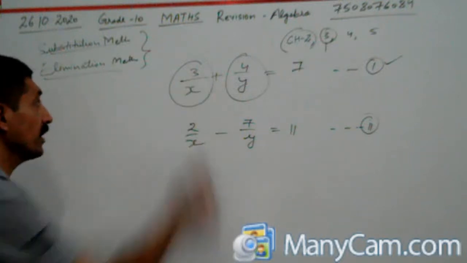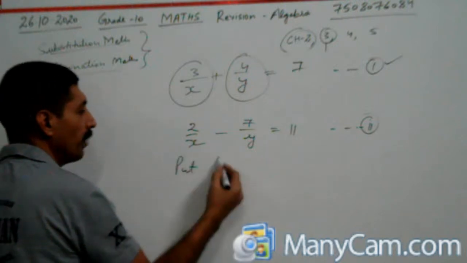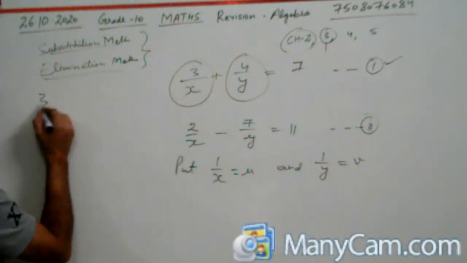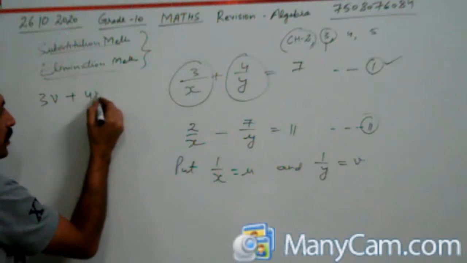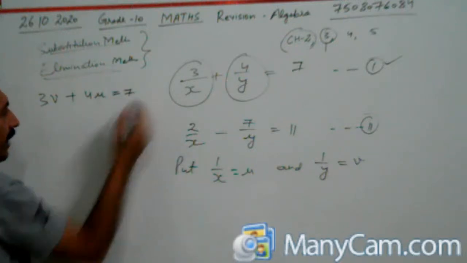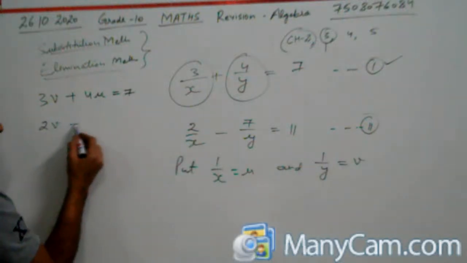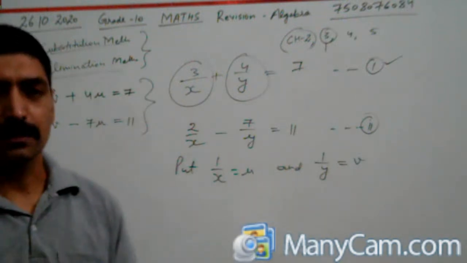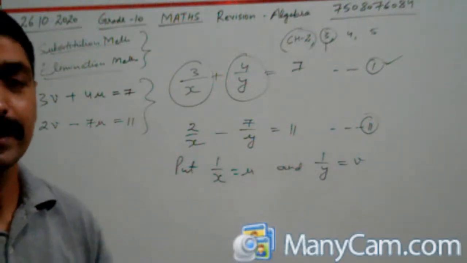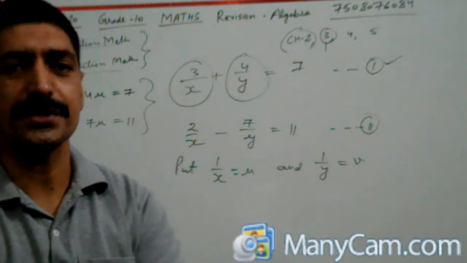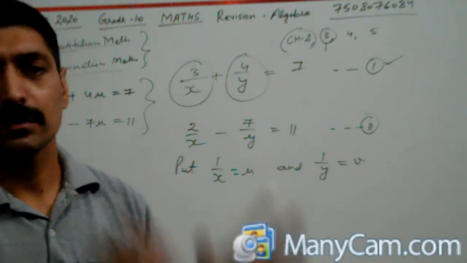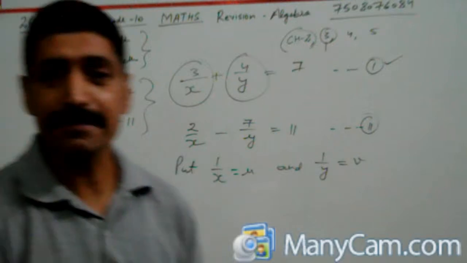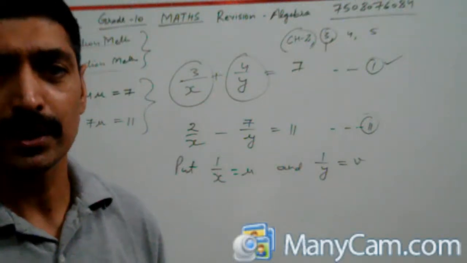So we can substitute these values, like put 1/x as u and 1/y as v. So the equations can be written as 3u + 4v = 7, and here 2u - 7v = 11. Now these are a pair of linear equations. The variables here are u and v, so we can solve, and we have so many application based questions where we have to draw this pair of linear equations and solve. Okay, so if you have some doubts from chapter 2, chapter 3, chapter 4, right?